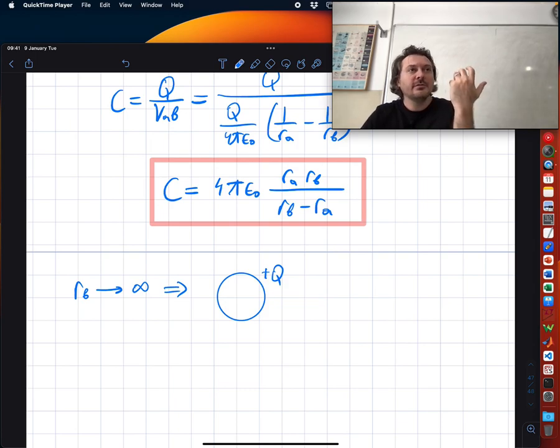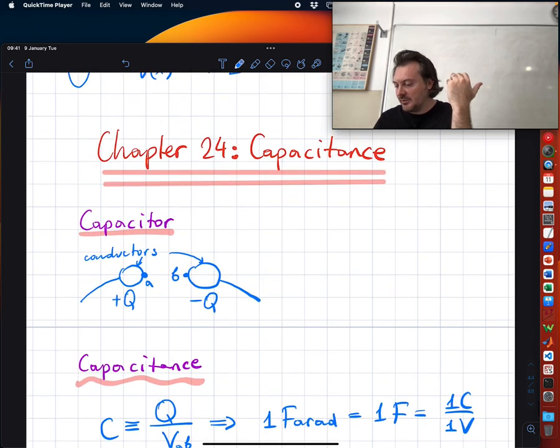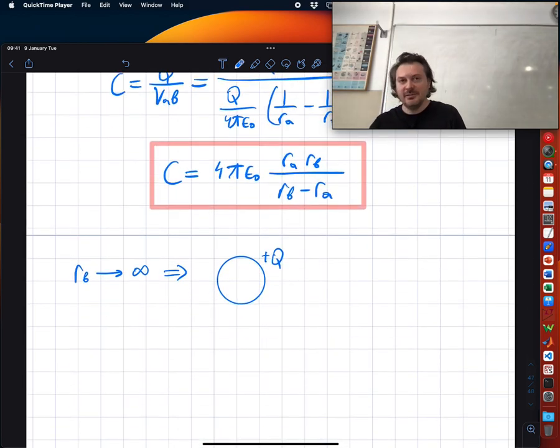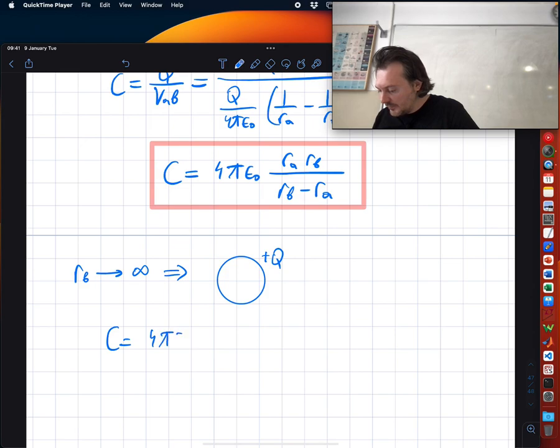So it turns out that I was lying to you over here, saying that capacitors are usually two conductors sitting like this, A and B points. Turns out that just one conducting spherical shell can be considered a capacitor, right? But you are imagining that the other plate of the capacitor is at infinity.